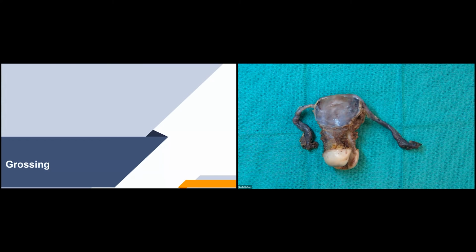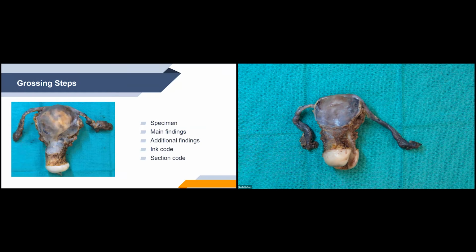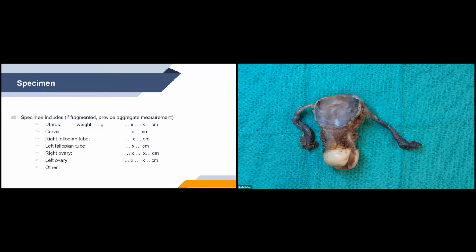Now we'll go into the grossing steps for these specimens. Our grossing steps: identifying the specimen, main findings, additional findings, ink code, and section code. At our institution, we use a template, so all of these will be like little template areas. Our first one is what the specimen includes.